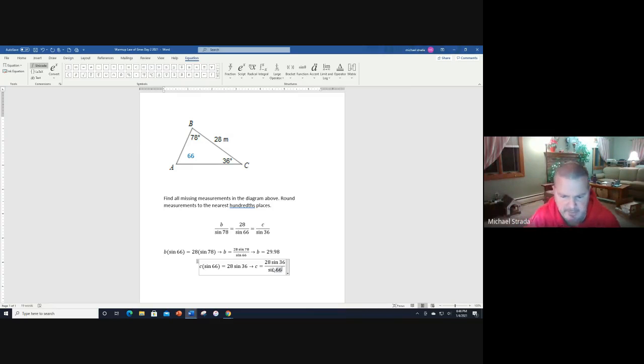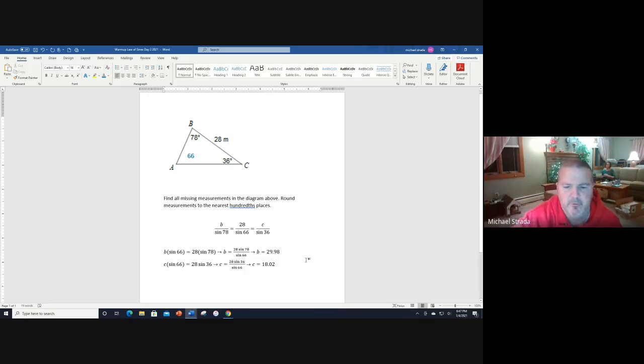I again return to my calculator. 28 sine 36 gives me 16.46 approximately. Divide that by the sine of 66, and we get 18.01, which rounded to the nearest hundredths place would be 18.02 because the number after it is bigger than 5. So my net result, C equals 18.02. And that's basically what we're looking for.